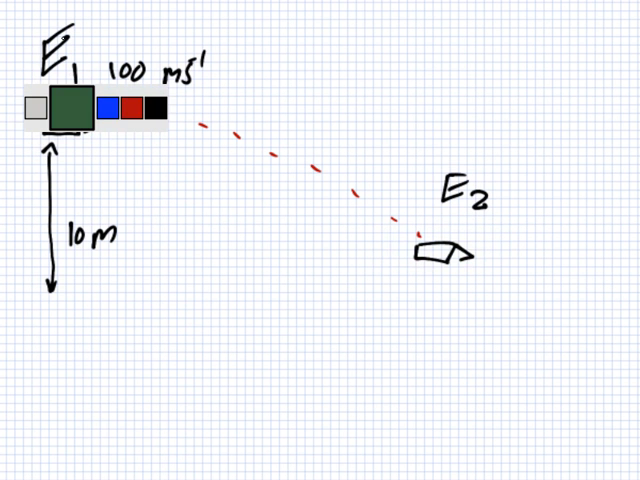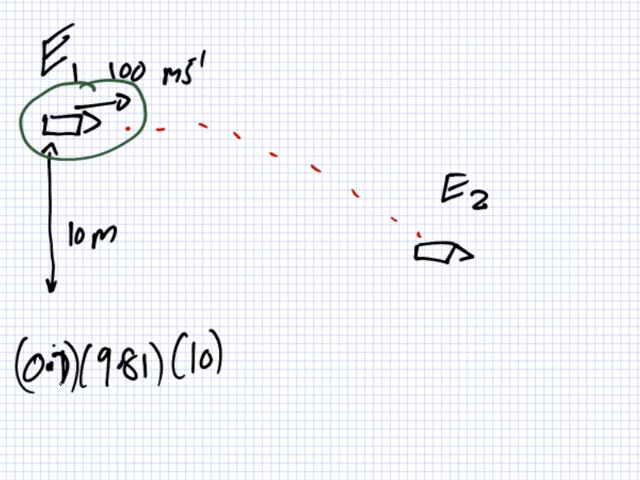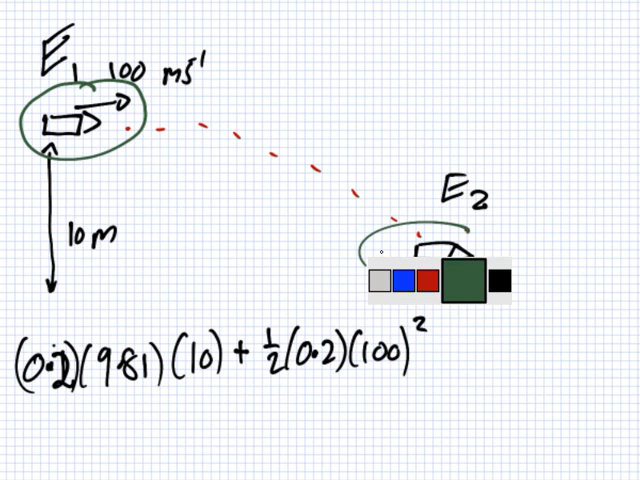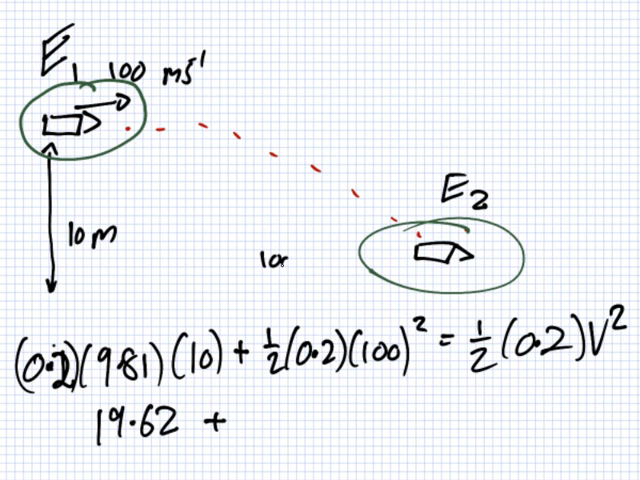What type of energy does it have here? Kinetic. Yeah. So the mass is 0.2, mgh, plus a half mv squared. And what energy does it have here? Only kinetic. Yes. That times that is 19.62 plus, this is 1000.